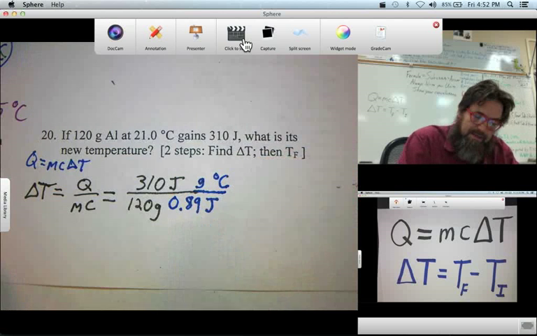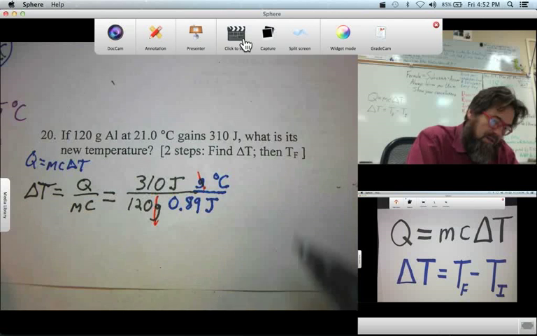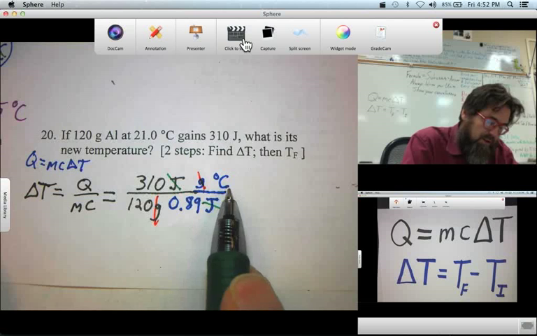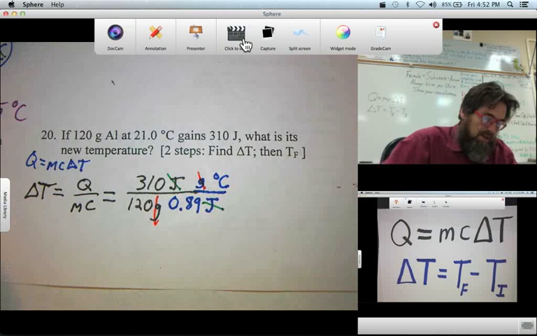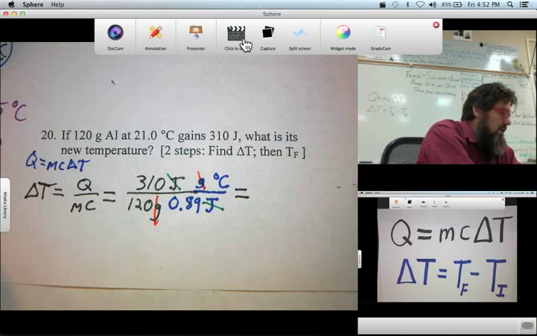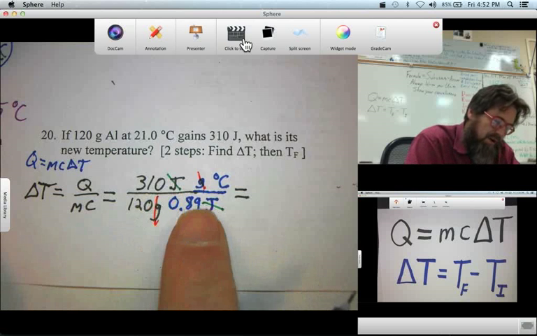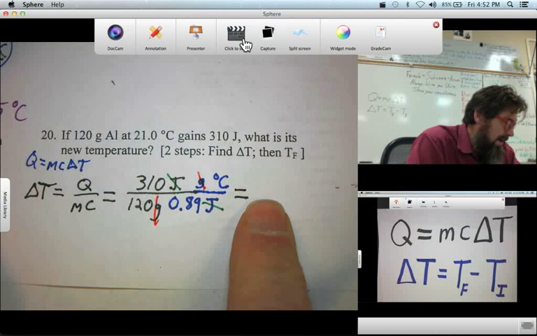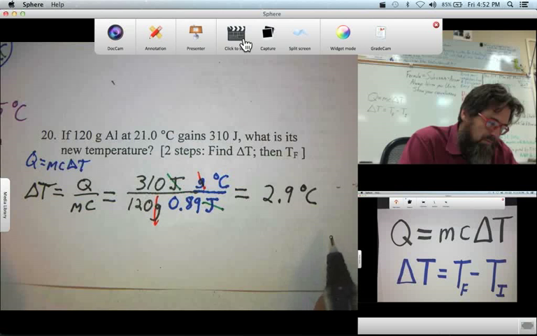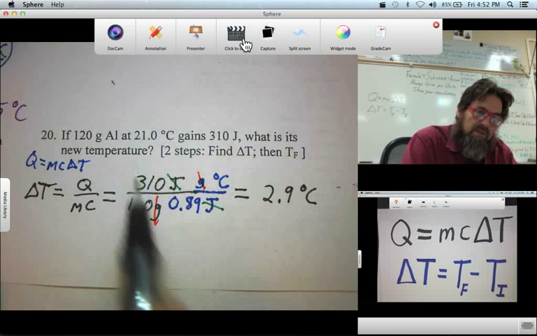Now let's see if anything cancels. Grams over grams cancels, joules over joules cancels, and we're left with degrees C, which makes sense because we are calculating delta T. So what does that come to? Get out our calculator. 310 divided by 120, divided by 0.89, equals 2.9 degrees C. But that's delta T. The question asks, what is the new temperature? So we have a little more work to do.